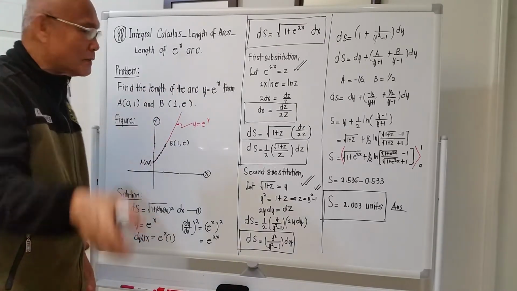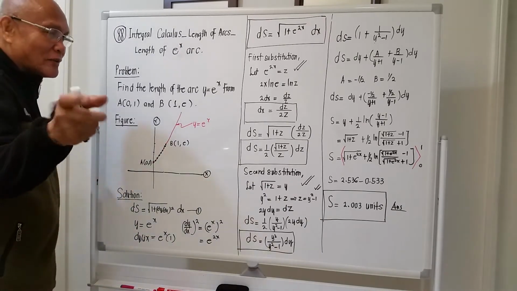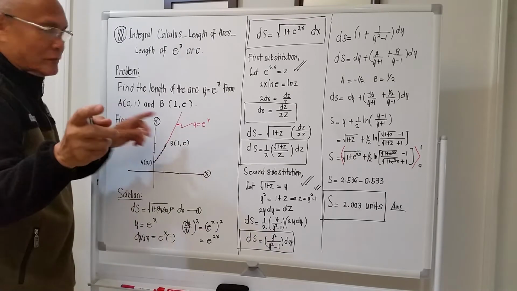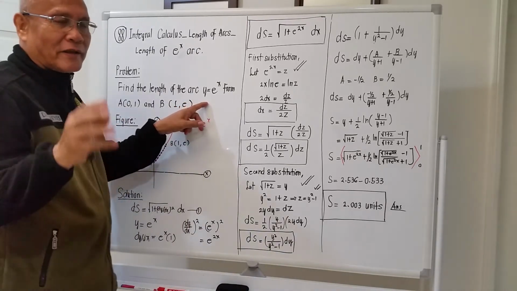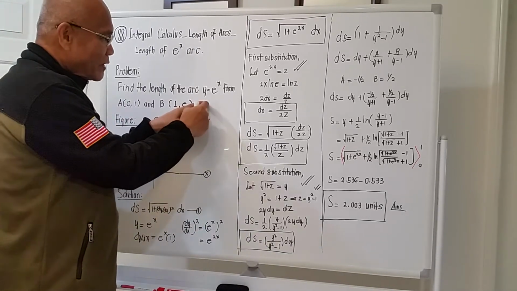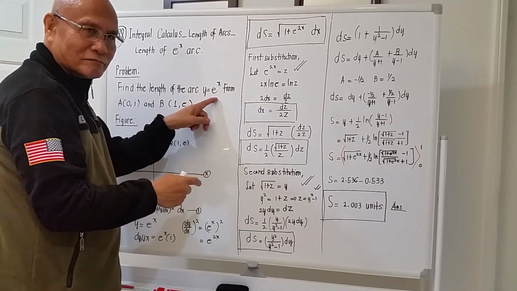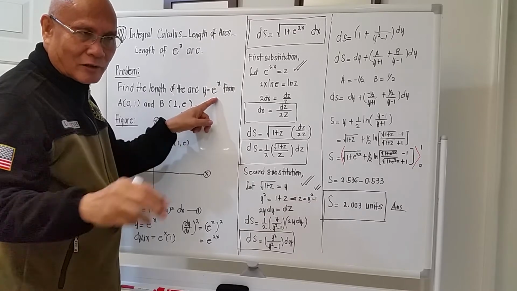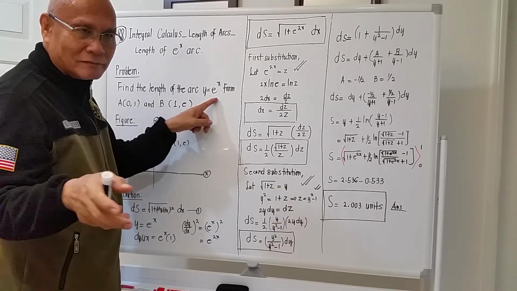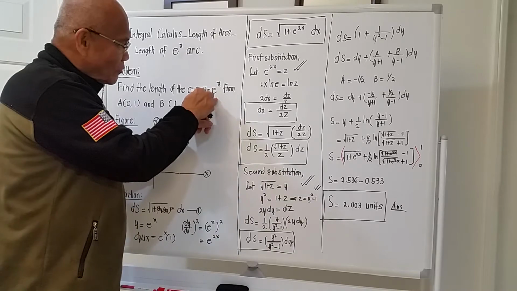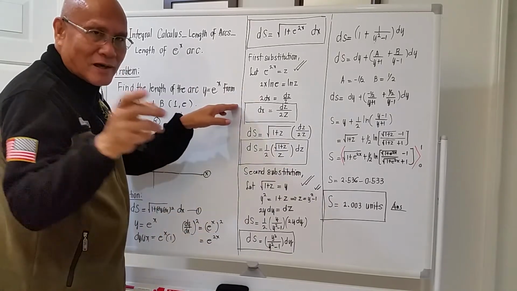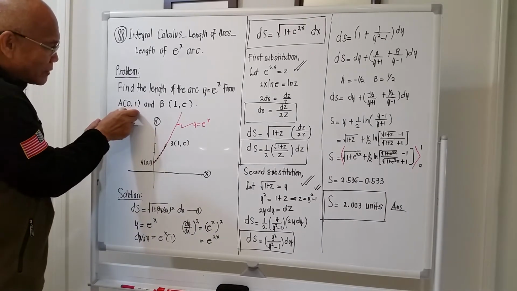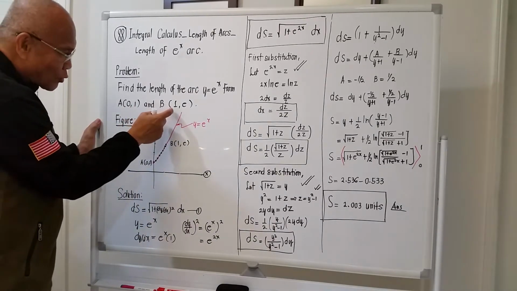Okay, let's proceed. I will try to read the problem. Find the length of the arc. The arc is actually an exponential equation, y is equal to e to the x. This e here is the value e on your calculator, 2.71828. y equal to e to the x from the two given points, A with coordinates 0 and 1, and B with coordinates 1 and e.